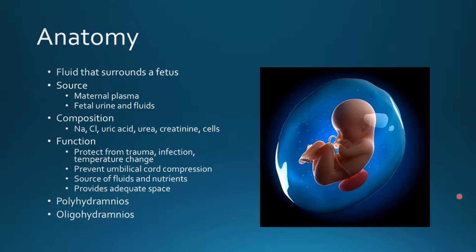Around mid-gestation, then it starts to change. By mid-gestation, the amniotic fluid is mostly fetal urine and fluids that have diffused through the fetal skin and from their lungs and such. And that's where mid-gestation on is the more likely time when you're going to get amniotic fluids, because before that, it's really just a maternal product.